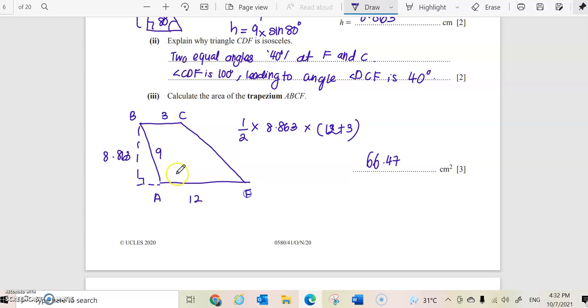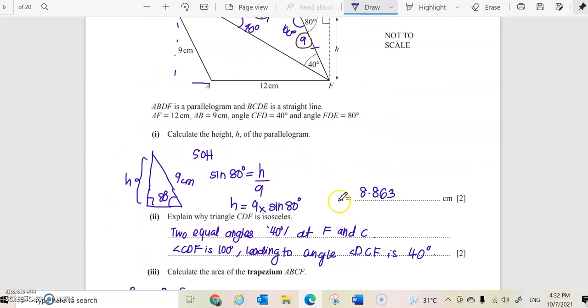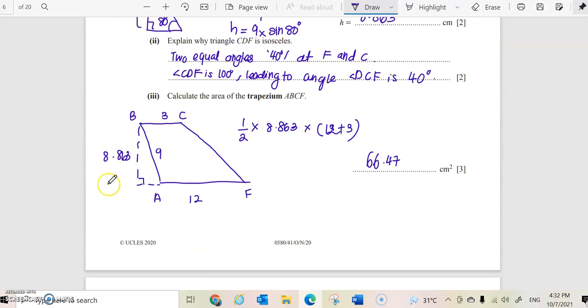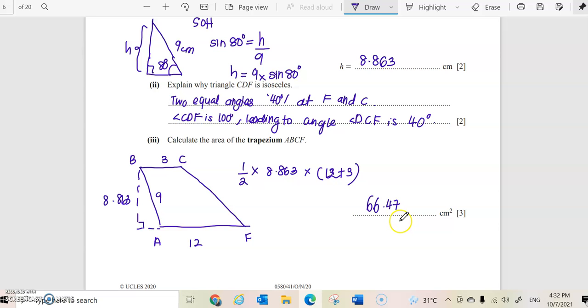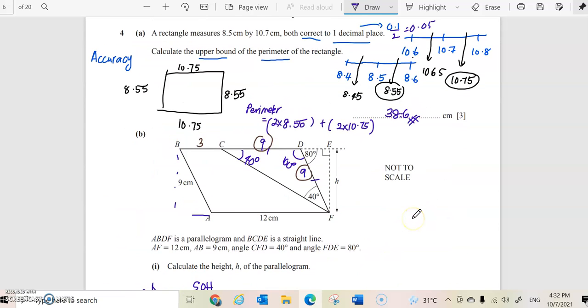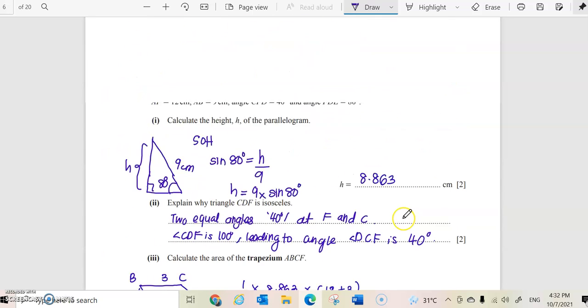Actually, if you take 9 as the height, it is totally wrong because it's not a full trapezium. So you have to add another height here, which we get from B1 just now. We put the height as 8.863, and then times with the both sides 3 and 12, and then we divide by 2, so the answer is 66.47. Okay, so that is question B.